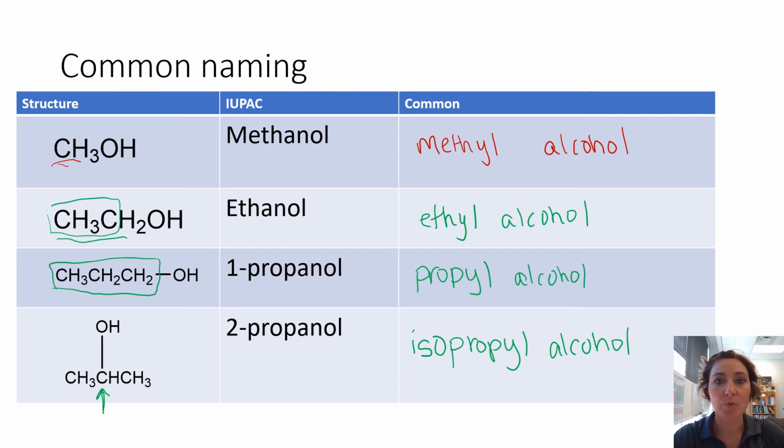So the isopropyl will come up fairly frequently. It is a pretty common alcohol for us versus the propyl alcohol. So it's something to keep in mind that when you have 3 carbons and the hydroxyl is on the center, you're looking at isopropyl alcohol rather than propyl alcohol.